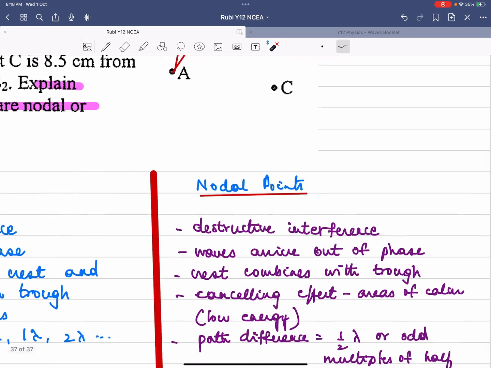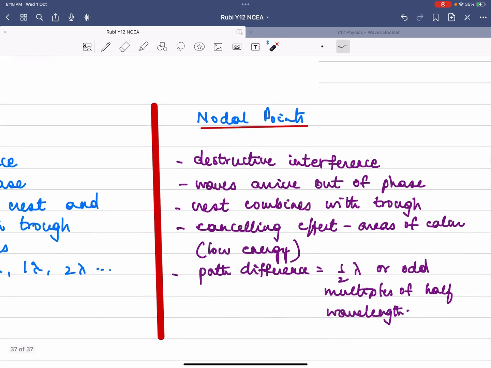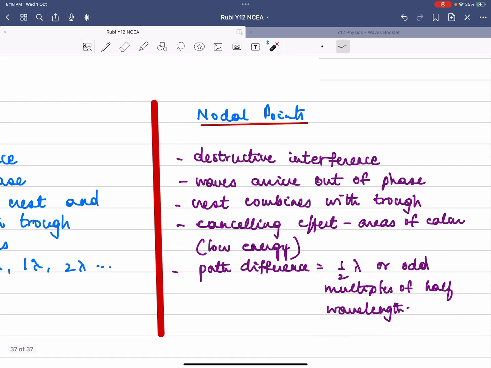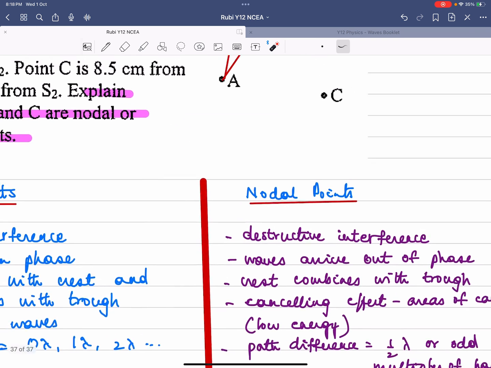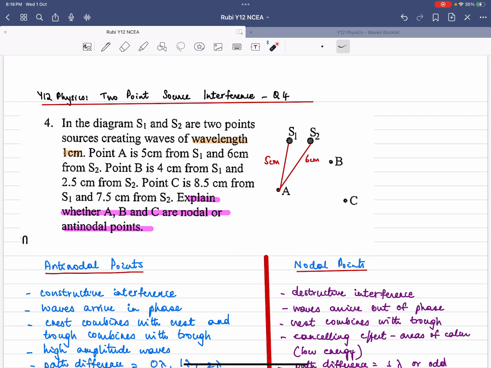Nodal points, on the other hand, are areas of destructive interference where a crest combines with a trough because the waves arrive out of phase. The effect is to cancel each other, and these are low energy areas or areas of calm, and the path difference is half a wavelength or odd multiples of half wavelength. So this question is essentially to work out path differences and say whether it is nodal or antinodal.